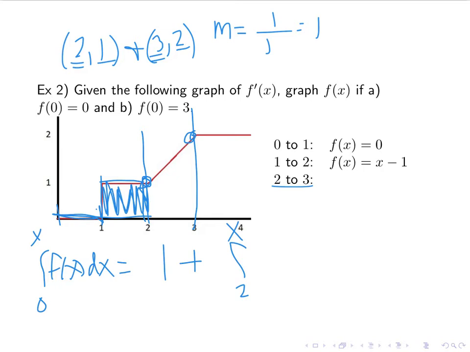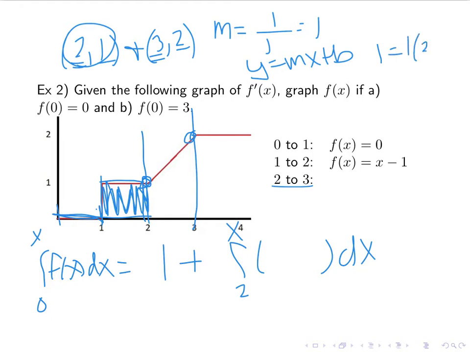I also need to know its y-intercept. Right? I want it to be y equals mx plus b. So that's the form that I'm going to get for my equation. That's going to go inside my integral. That's what I'm looking for. So what I'm going to do is I'm just going to plug in a point and solve for b. So I'm going to use my 2, 1. Okay, so y is 1, m is 1, x is 2, and I'm looking for b.